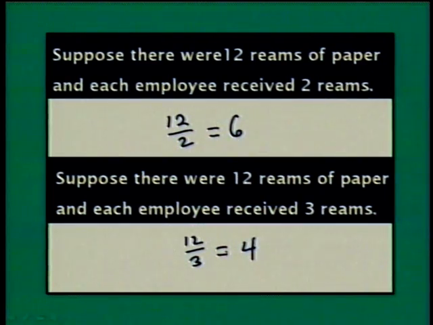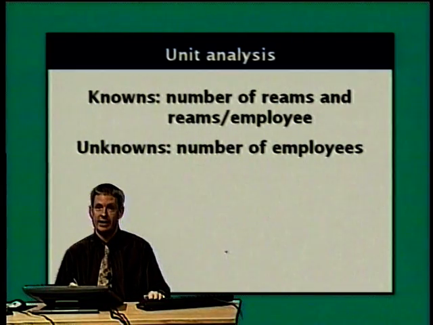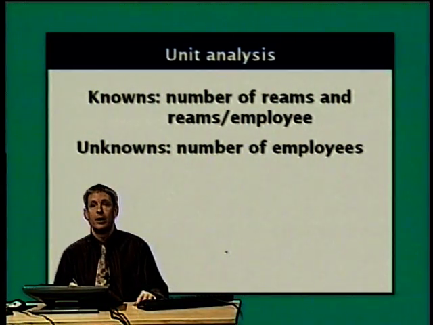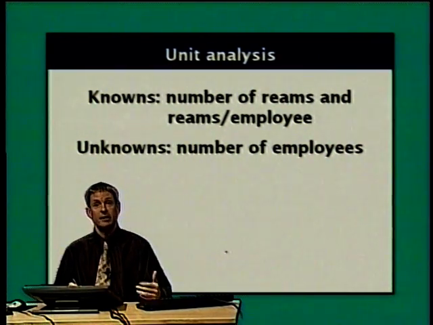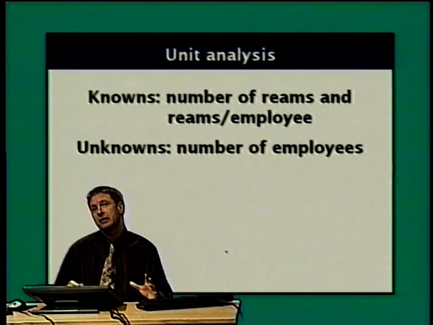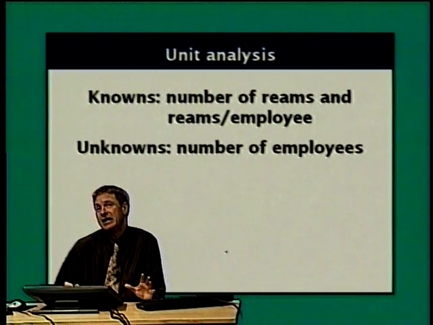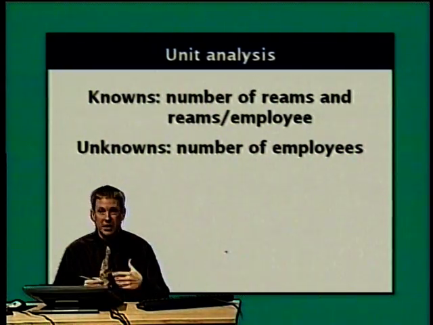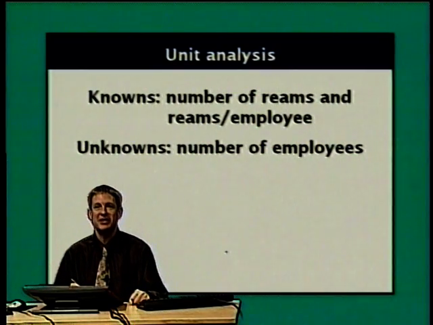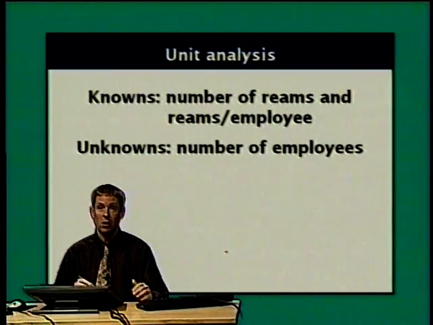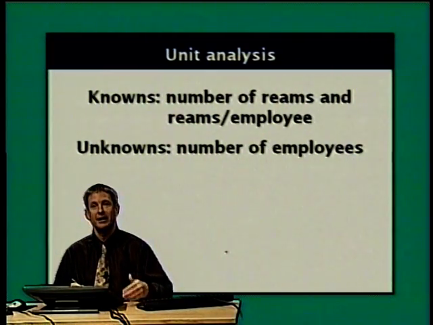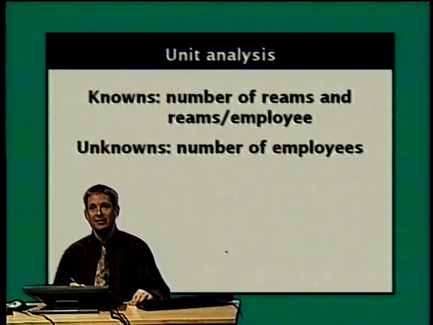There's another way I could have figured this out. It's something called unit analysis. In this problem, the knowns are the number of reams total and the number of reams received by each employee. The unknown is employees. So what I want to do is pretend that these units, reams and reams per employee, are numbers. What mathematical operation could I perform between reams and the fraction reams over employee so that I ended up with employees? And again, the answer is division.